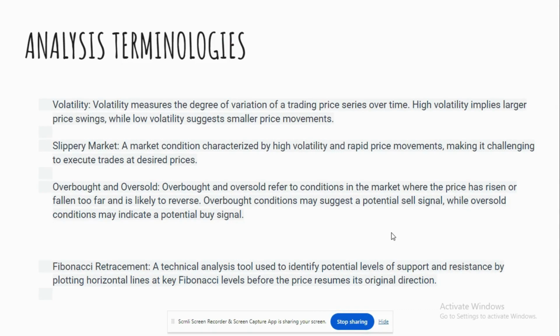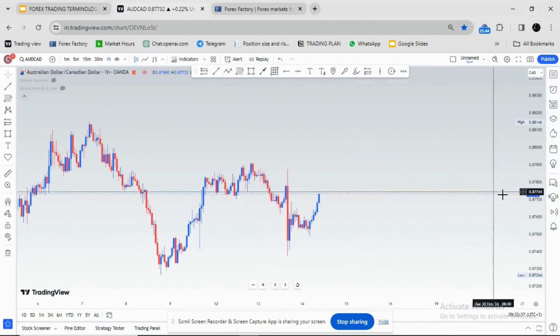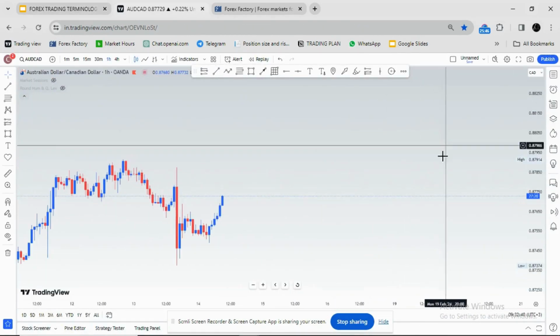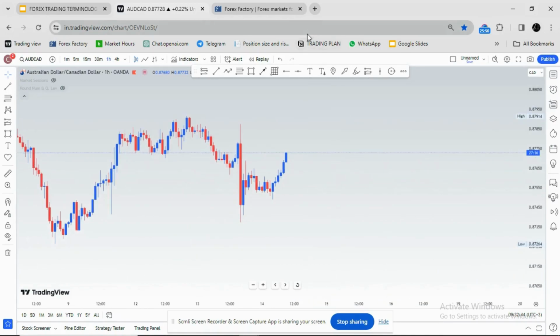Now finally on this one, let me explain about volatility. Volatility is simply the measure of the degree of variation of trading prices in a series over time. High volatility implies larger price swings, while low volatility suggests smaller price movements. We normally get high volatility when there's news, right?